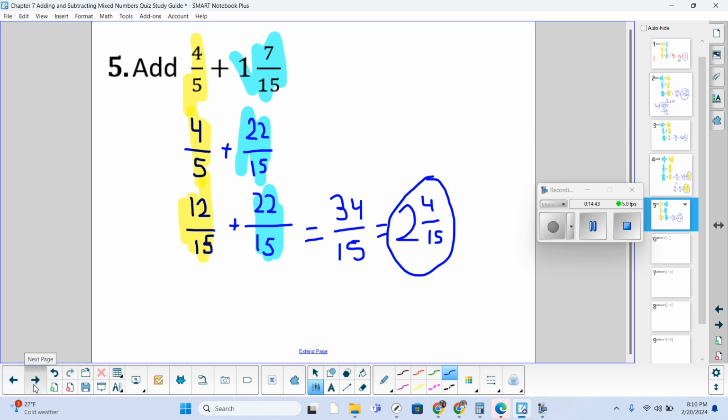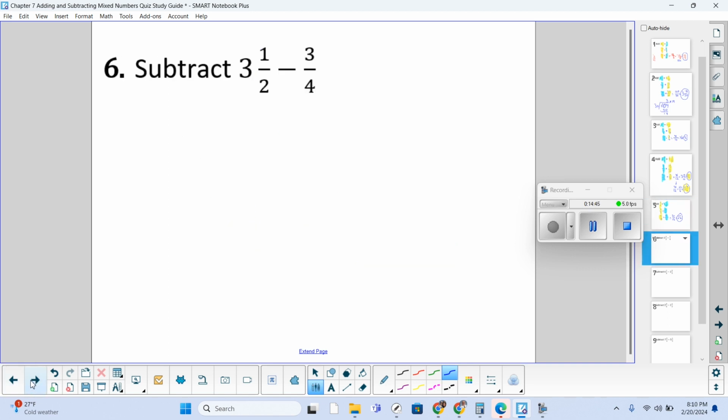So now the next 5 problems are going to be subtractions, but the steps are really the same. 3 1/2 minus 3/4. So 3 and 1/2 is the same as 2 times 3. 3 times 2 is 6, plus 1 is 7. 7 over 2 minus 3/4. The best common denominator for 2 and 4 would equal 4.